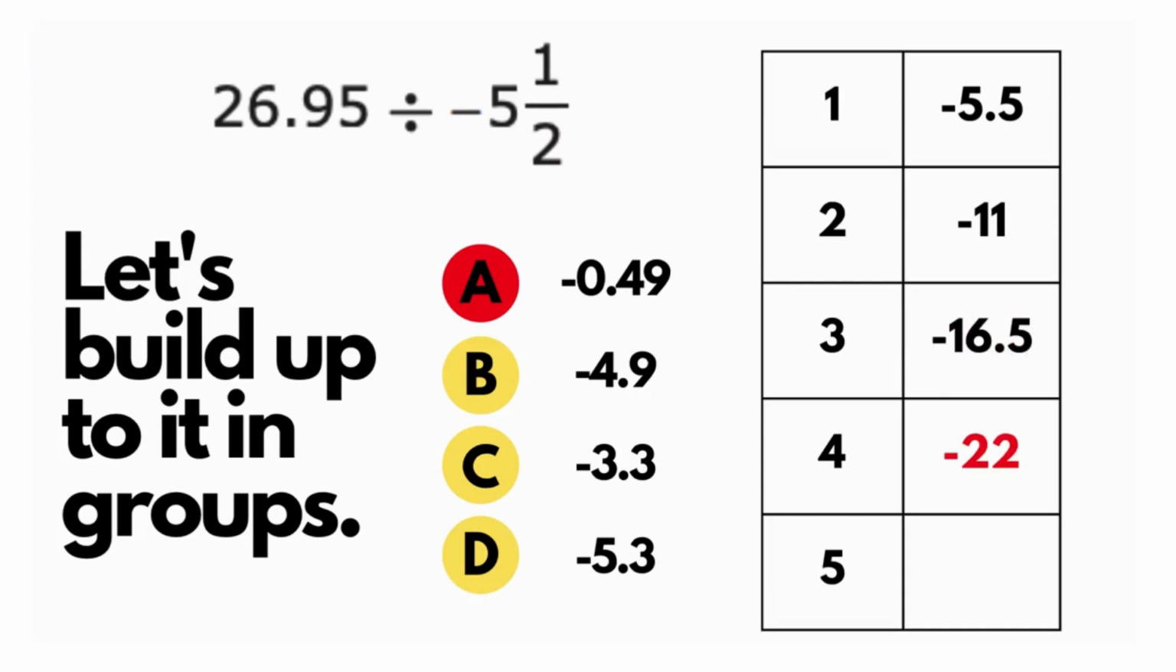So 4 groups is negative 22. We're not to 26.95 yet, so negative 22, so it can't be 4. So we can eliminate negative 3.3 because 4 won't work. Now, we go to 5, negative 27.5. That's over. 5.3 won't work either.